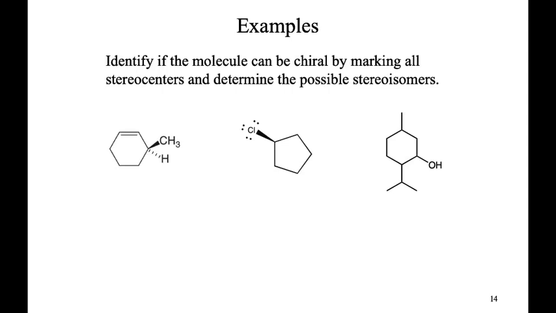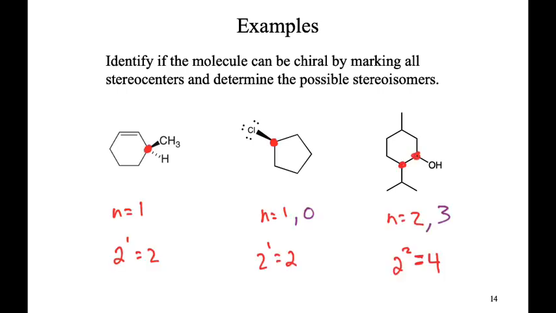So, identify if the molecule can be chiral by marking all stereocenters and determine the possible stereoisomers. So take an attempt. See what you come up with. If you've got questions? For the first one, we've got a carbon that is sp3 hybridized, so that stands out. So we have the possibility for a chiral atom. That one's extra nice because we have the hydrogen not implied. So if we go through carbon, hydrogen, carbon, carbon, I see 3 carbons. How are those different? One's sp2. This carbon is sp2. The other 2 were sp3. So that makes it different, but the other 2 were still sp3.